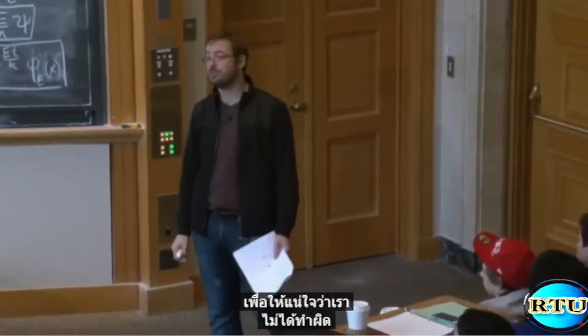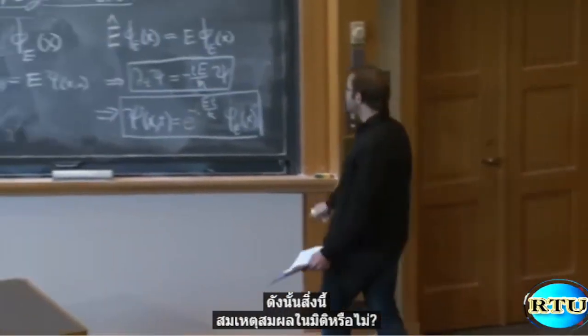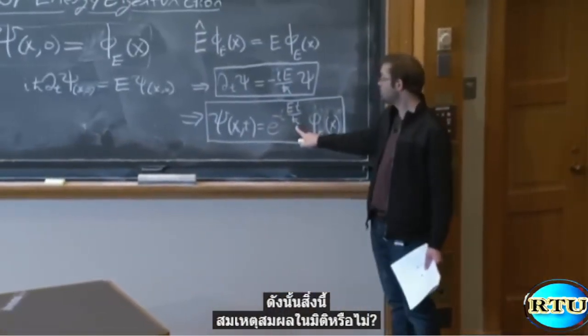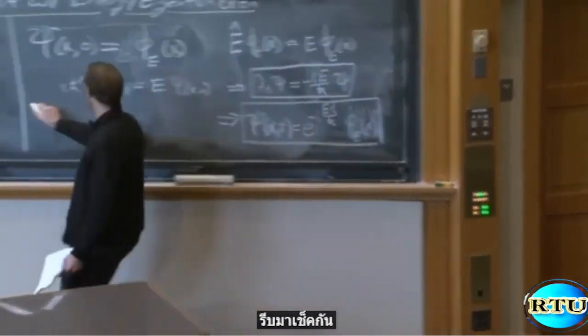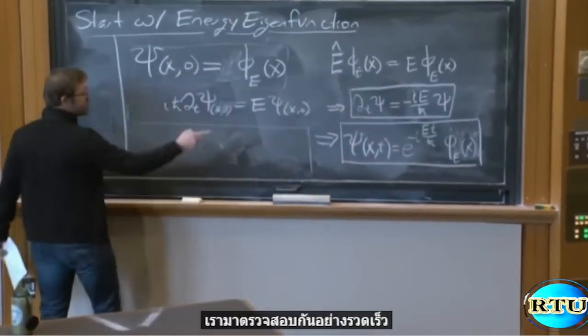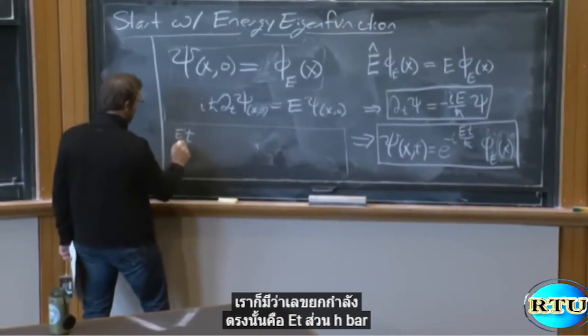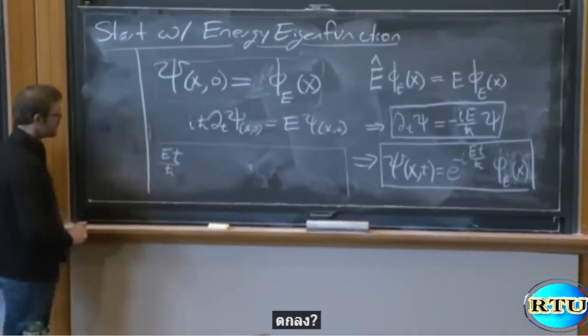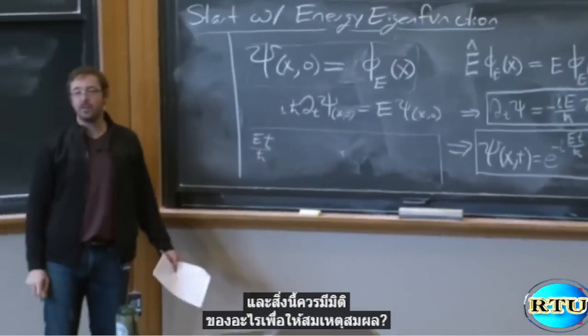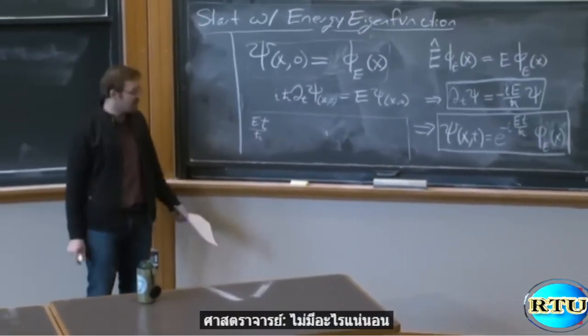our result to make sure we didn't make a goof. So, does this make sense dimensionally? Let's quickly check. Yeah, it does. So we have that the exponent there is E t over h bar. And this should have dimensions of what in order to make sense? Nothing, exactly. It should be dimensionless.